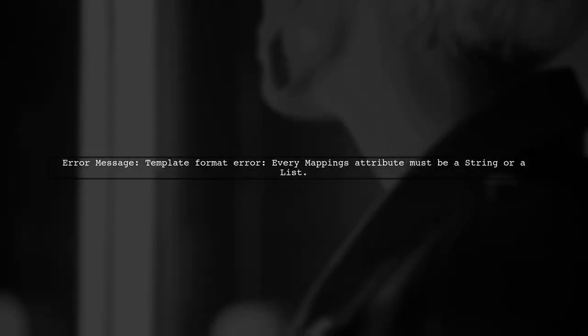Let's get started. Let's address the question about nested mappings in AWS CloudFormation. The short answer is that nested mappings are not supported. When you try to create a mapping structure like the one shown, you will encounter an error. The error message states that every mapping's attribute must be a string or a list.